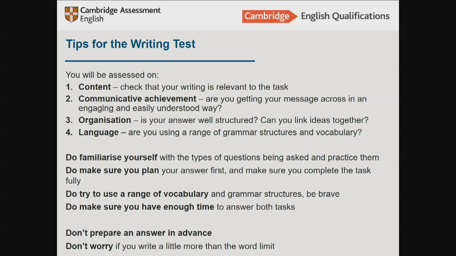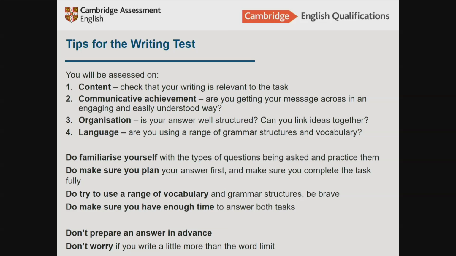And finally, you'll be assessed on your language. Are you using a range of grammatical structures correctly? And are you using a range of vocabulary? So, in order to prepare for the writing test, do familiarise yourself with the types of questions being asked and practice them using the sample questions that I've mentioned. Do make sure you plan your answers first, and then make sure that you complete the task fully.